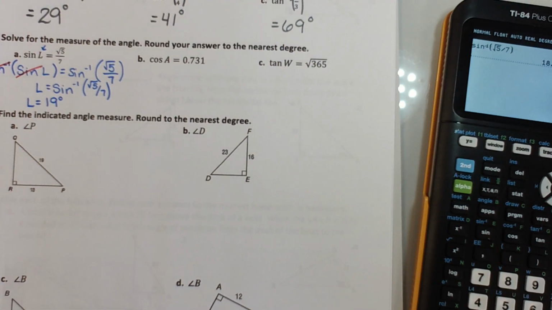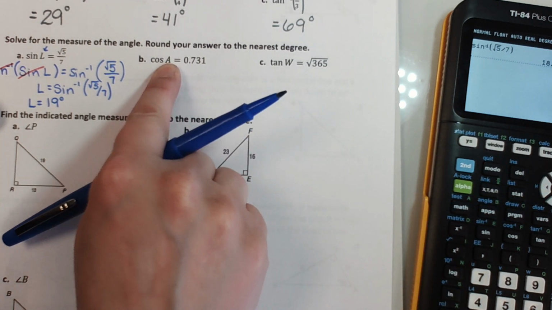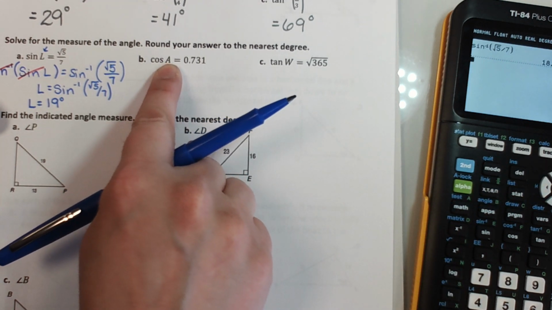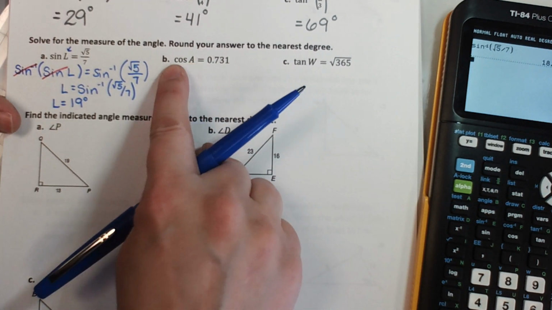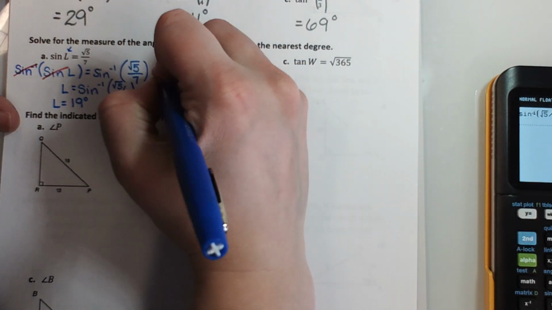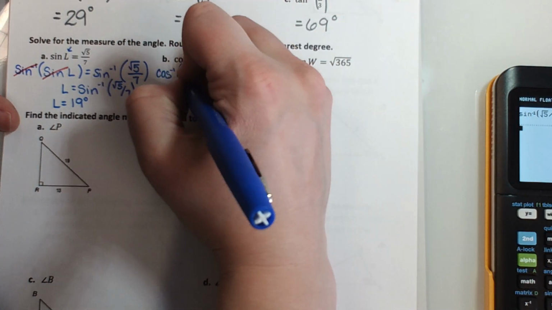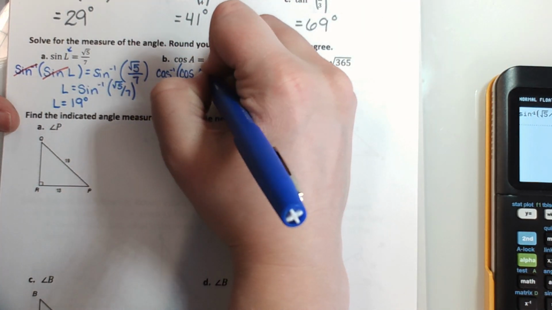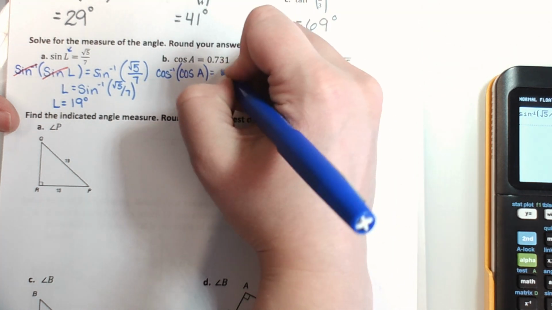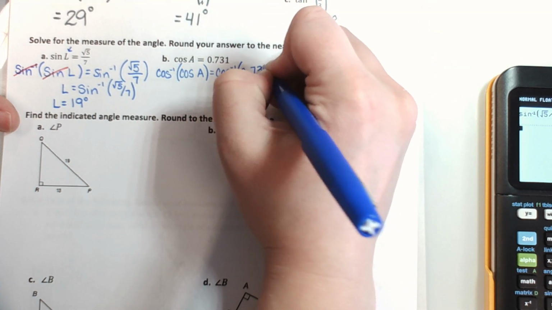Okay, cosine of A is equal to 0.731. Where's my unknown? An angle. When it's an angle, I use what? Inverse trig. What is cosine's opposite? Inverse cosine. That always goes in front. Never put it out back. It doesn't mean anything behind things. It has to be in front of things. If I do it to one side, I do it to the other.